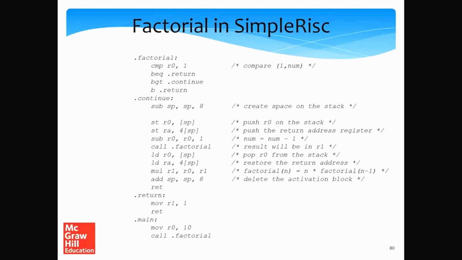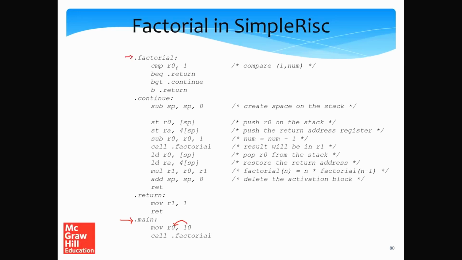To convert this into simple RISC is actually easy. Let us start with the .main label where the main function will start. We move 10 into R0 because we'll be computing the factorial of 10, and then we call the factorial function. So this takes us way to the top over here.